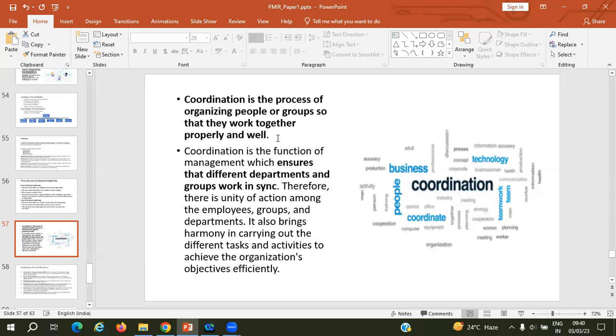You cannot do production without purchasing raw material. If raw material is short tomorrow, your production will stop. If your production stops, your sales will stop. If sales are not happening, then there is no point in doing marketing or advertisement. So everything is related, and one person is doing the coordination.